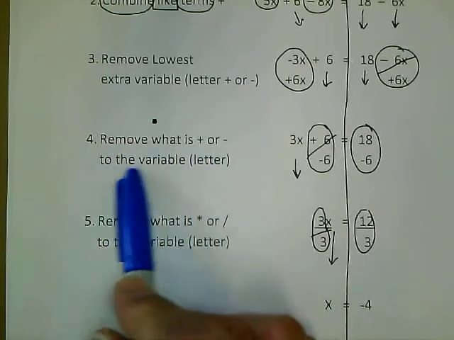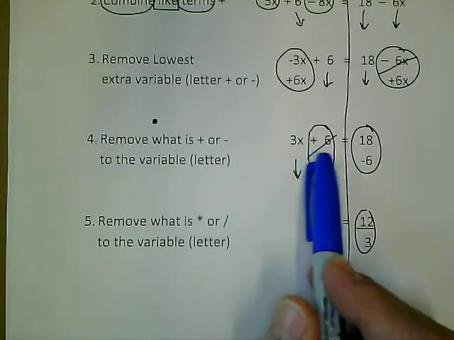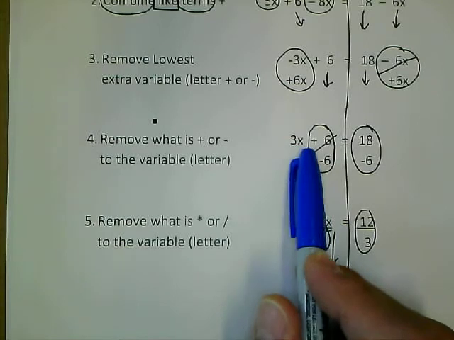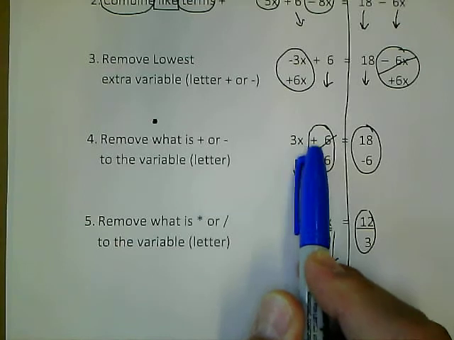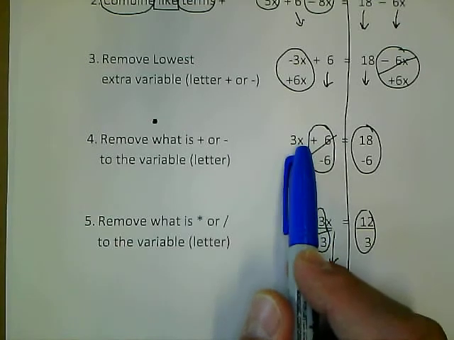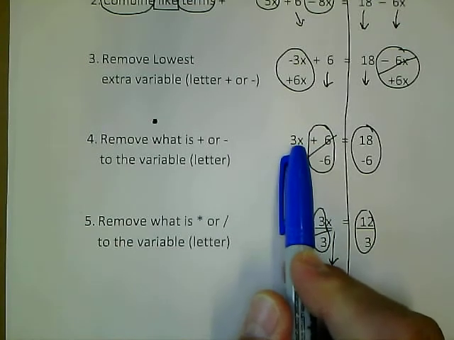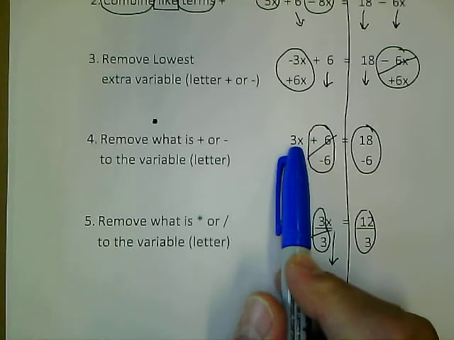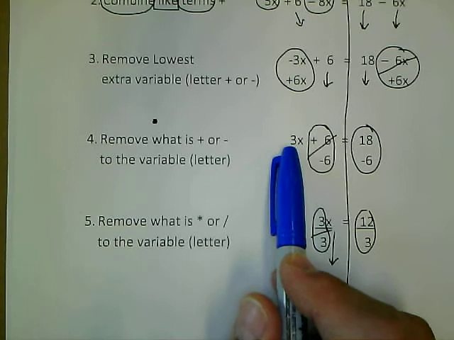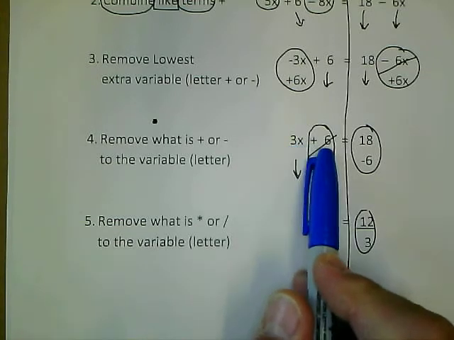Remove what is added or subtracted to the variable. So if you look at our example here, we have 3x plus 6. You can see that plus there. That's what is added to the variable. You can see 3 is attached to the x. Therefore, that is multiplication. So it's 3 times x plus 6.